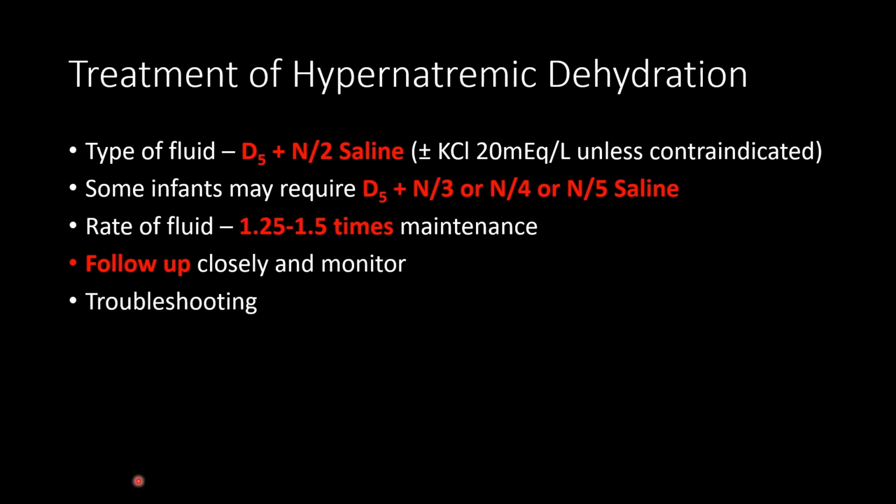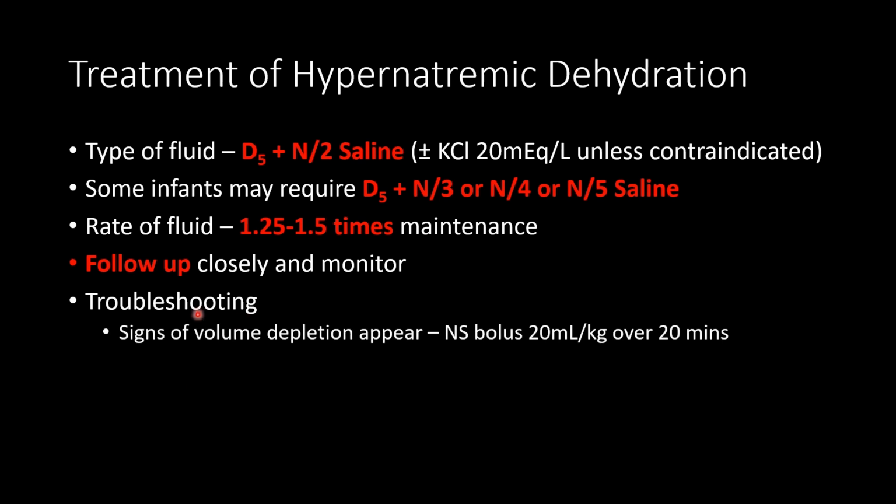If the signs of volume depletion appear, suppose you are correcting a patient of hypernatremia and signs of volume depletion are appearing, so forget about hypernatremia. Volume depletion is acutely dangerous, so we have to give a normal saline bolus at 20 ml per kg over 20 minutes to restore the volume depletion first.